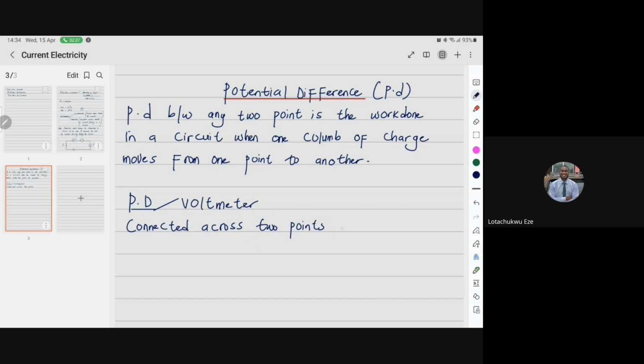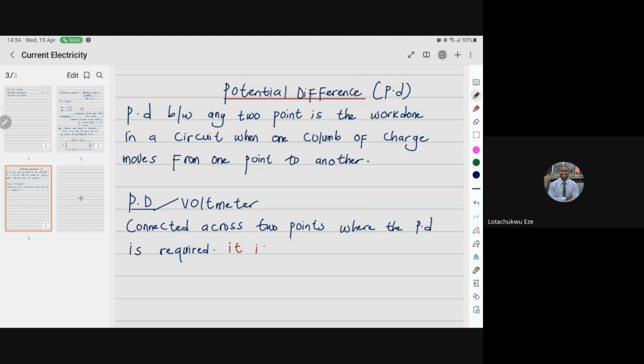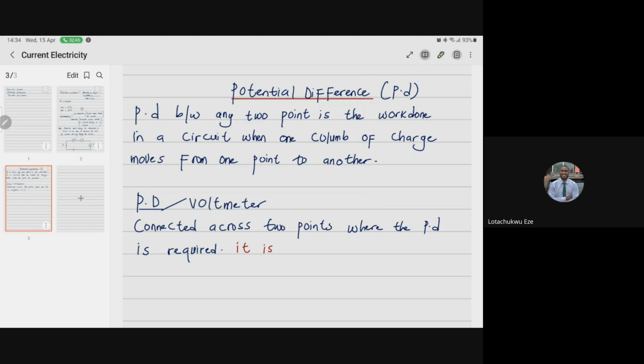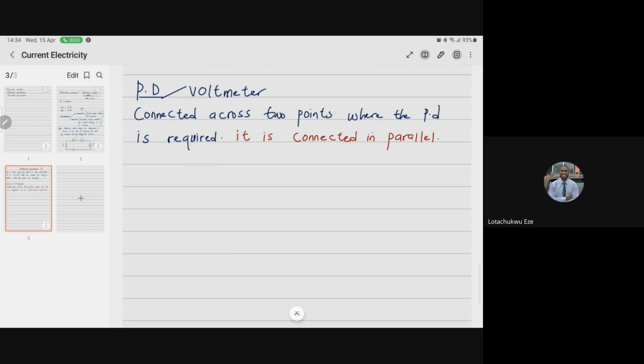Across the 2 points where the PD is required. That is to say that it is connected in parallel. I've made the statement why it is always connected in parallel, so there's no need of putting it here.